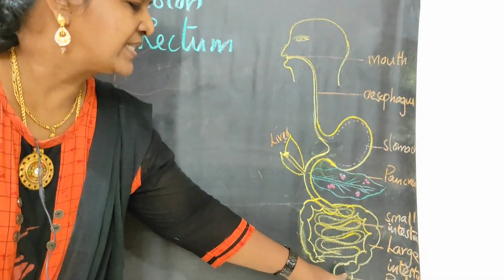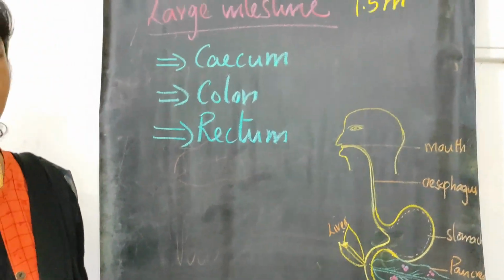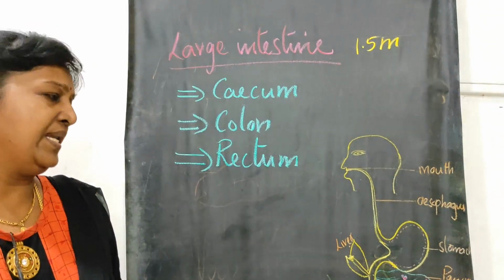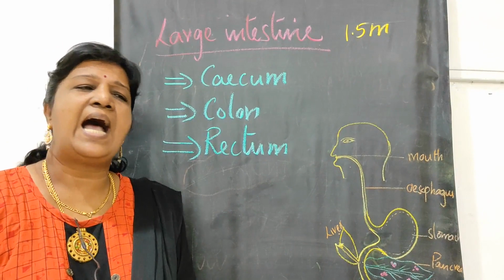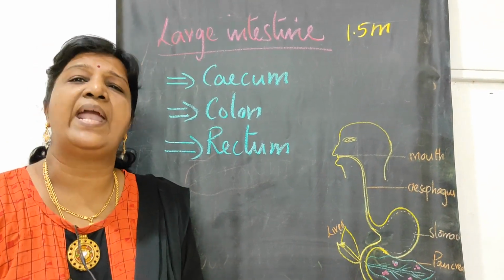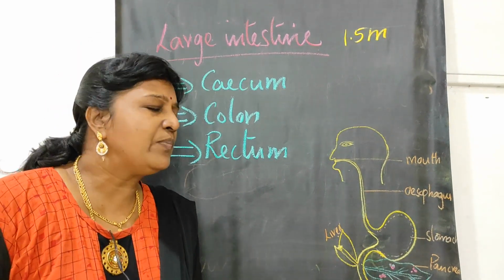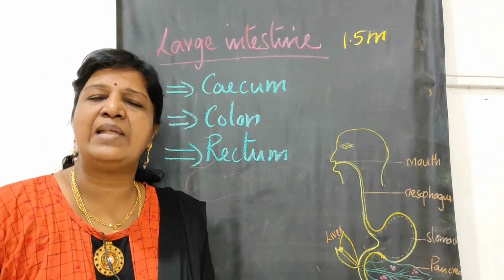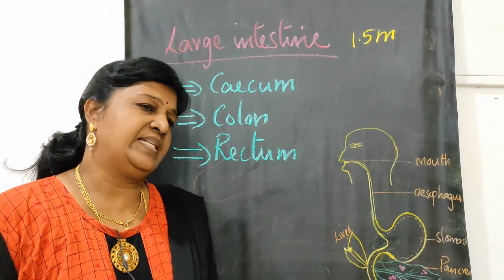Then the rectum is the last part, which opens into the anus. The undigested food materials are eliminated out through the anal aperture, called egestion. So what do you mean by egestion? The undigested food materials are eliminated out through the anal aperture.